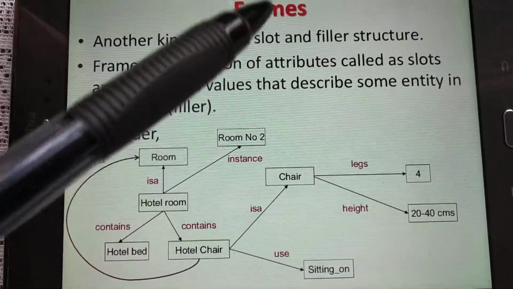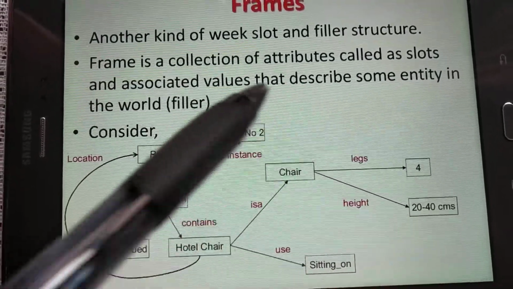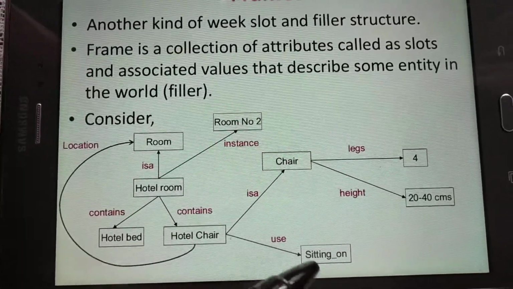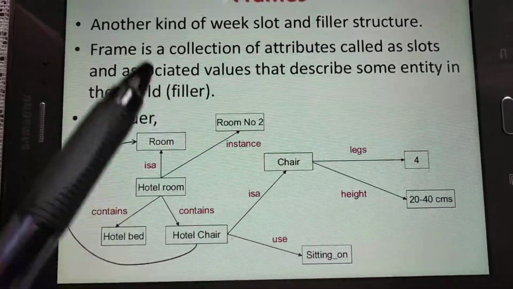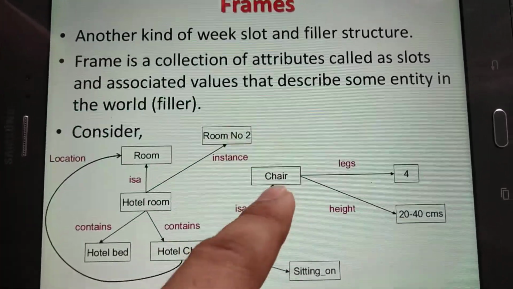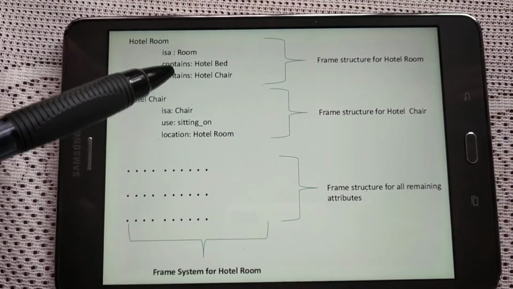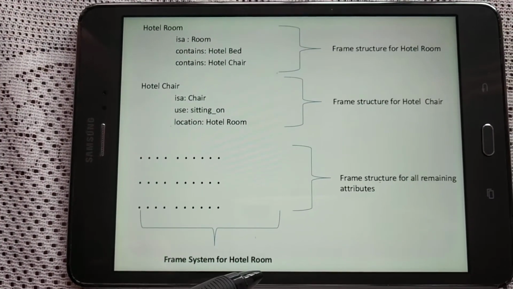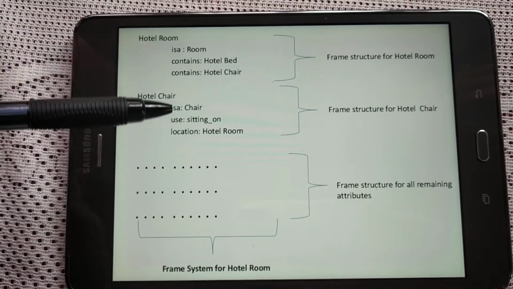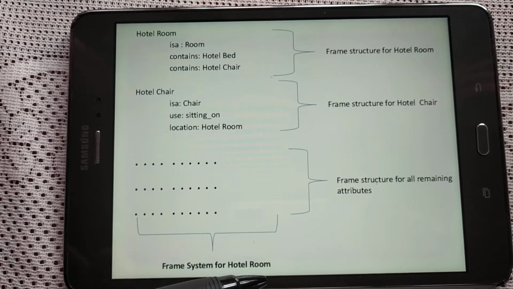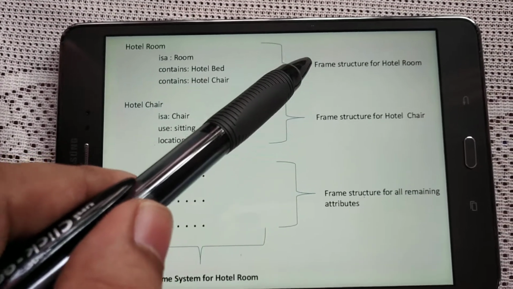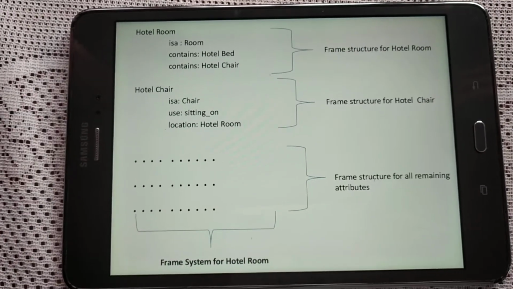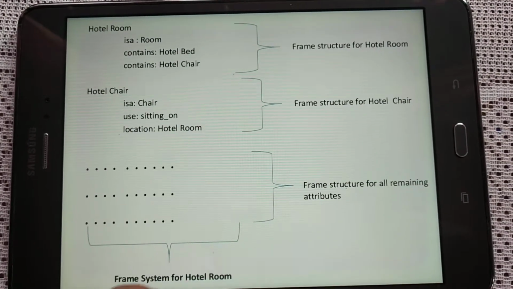So basically, what is a frame? Frame is just a structured way of representing the contents of your semantic net. Semantic net is a graphical way, whereas an alternative to that is frame, a structured way of representation. Similarly I will be writing frame structures for all remaining attributes, and that completes the frame system for hotel room. Frame system for hotel room consists of a frame structure for each of the slots, like hotel room, hotel chair, then hotel bed, and so on. Is it clear? So this is something called a frame.